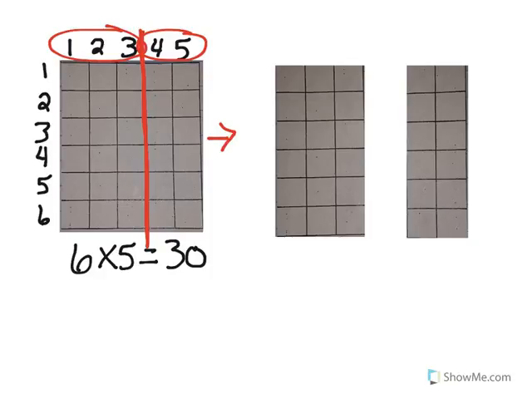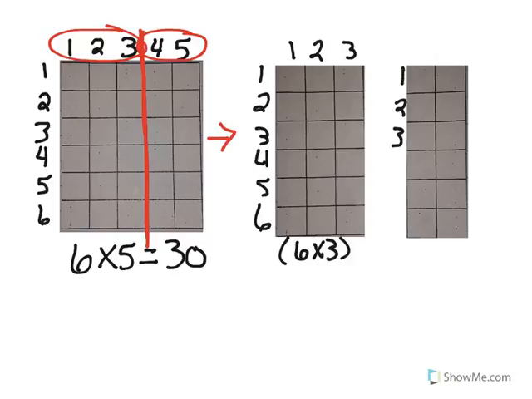Now if you notice, my 6 rows did not change. I still have 1, 2, 3, 4, 5, 6, because the 6 was not the factor that I distributed. The 5 was. Now I have 1, 2, 3 here. This first piece shows the multiplication 6 times 3. Here I still have 1, 2, 3, 4, 5, 6 rows, and 1, 2 in each row. This shows the multiplication 6 times 2.